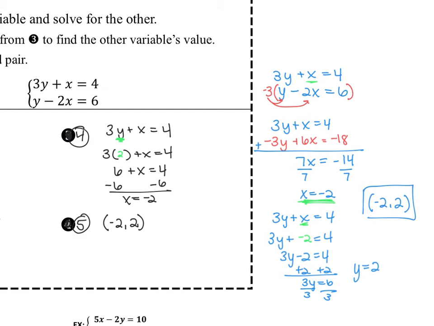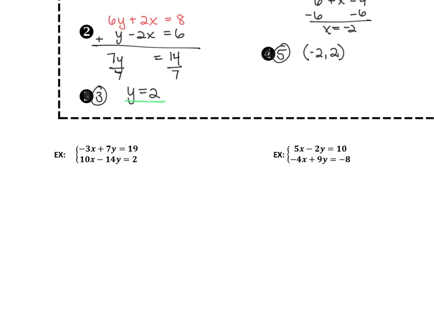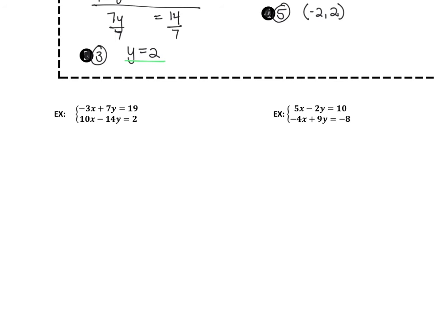Okay, what I would like you to do is hit pause and try this example, the one that says negative 3x plus 7y equals 19. All right, now looking at this problem, if we talk about elimination, I don't have one number I can multiply negative 3 by to give me 10 or to give me negative 10. So there's not going to be a really easy way to eliminate my x's on this one.